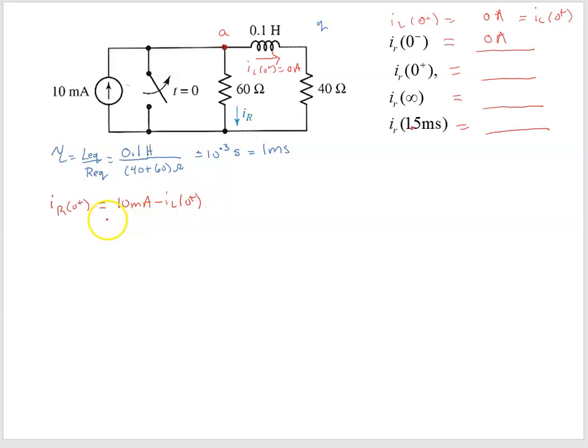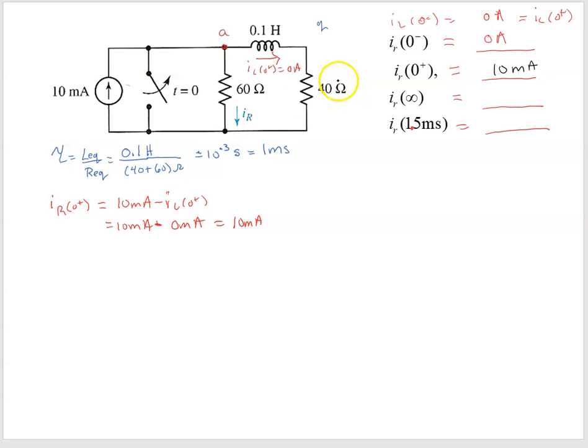So this is just equal to, since that's 0, well, we shouldn't just cross it out like that. It just happens to be equal to 0, IL of 0 plus. So we'll write this out. 10 milliamps minus 0 milliamps, that's equal to our 10 milliamps. So we'll write that up here, 10 milliamps. Our IR of infinity, again, we can find that as a DC circuit.